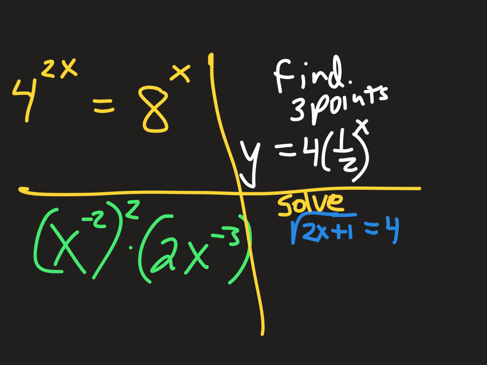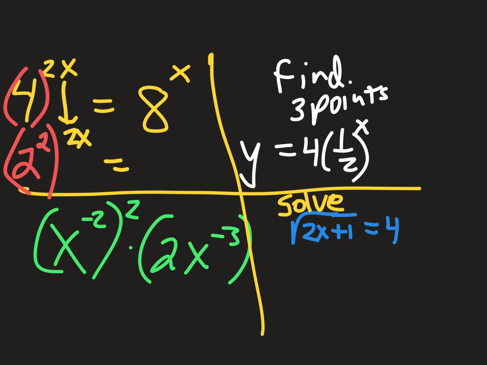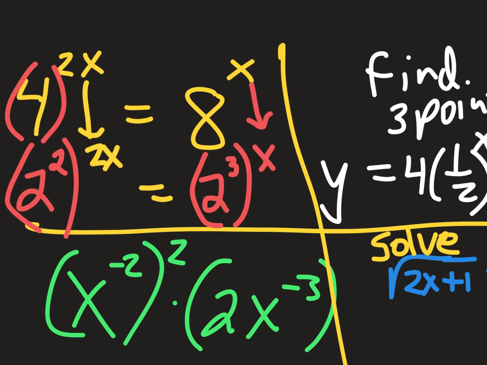So on this first one, hopefully you realize that the good base to change them both into is 2. So instead of this 4, we're going to put a 2. But you can't just say 2, you've got to say 2 squared. And then this 2x can come down. And over here, this 8 can be made into a 2 to the third, and then bring down the x. And now that the bases are the same, this has to equal that.